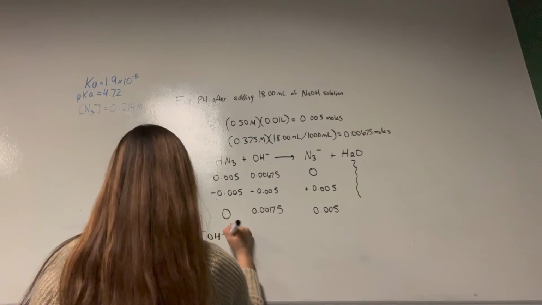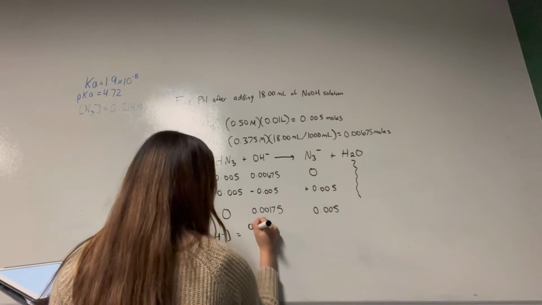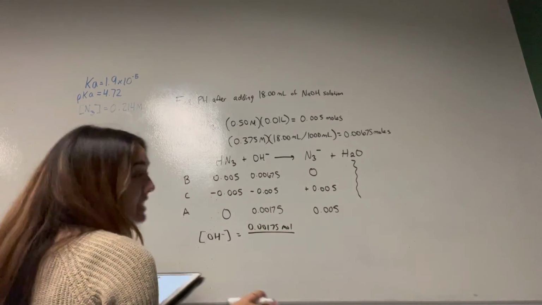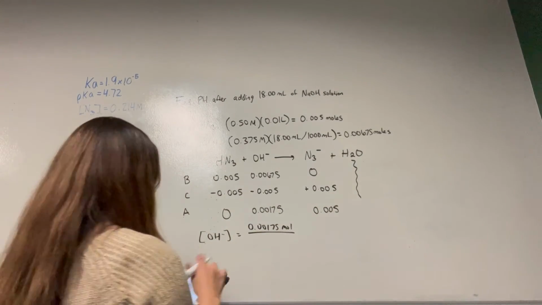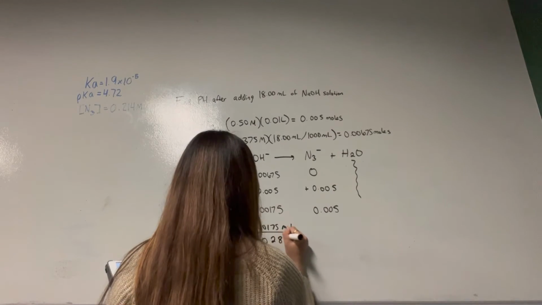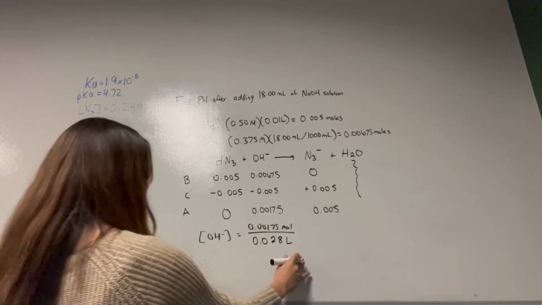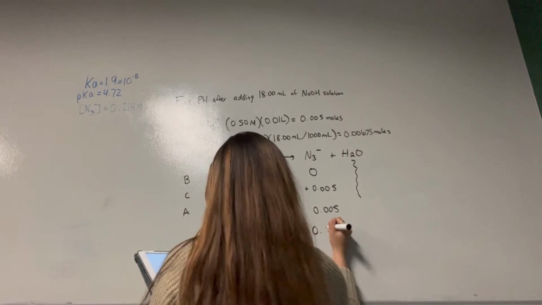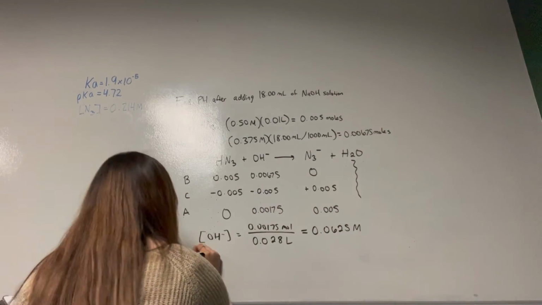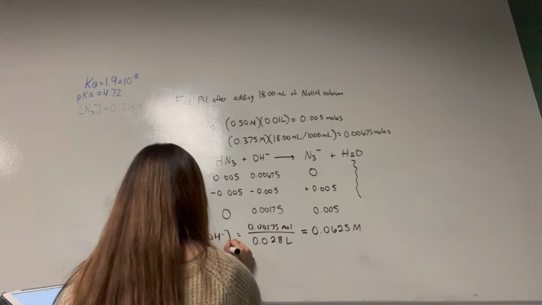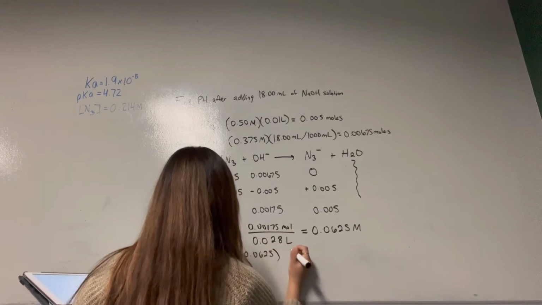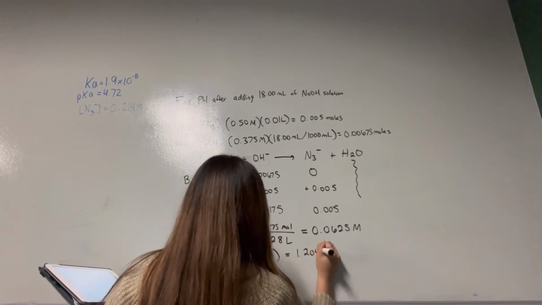So to find our concentration, we will take our mole amount, which obtained from the BCA table is 0.00175 moles, over our liter amount, which in this case would be 10 milliliters plus 18 milliliters, which comes out to 28 milliliters. Upon converting this, we find that it is equal to 0.028 liters, which is the conversion necessary for molarity. Upon doing this calculation, we find that our molarity is 0.0625 for our OH minus. We know that pOH is equal to negative log of our concentration of OH, which in this case is 0.0625, and this is equal to 1.204 approximately.